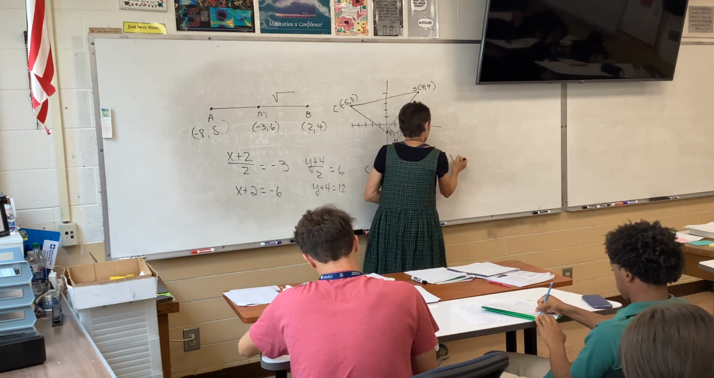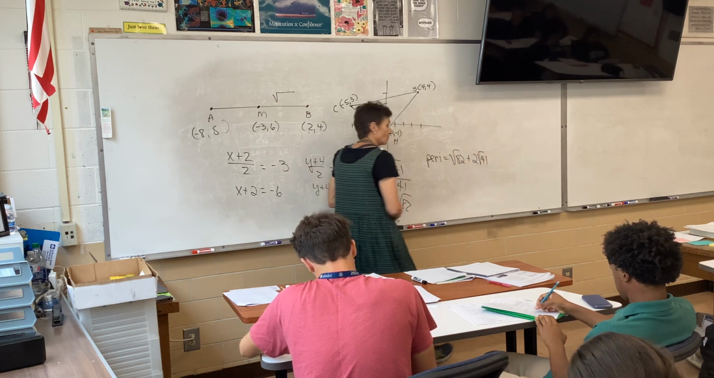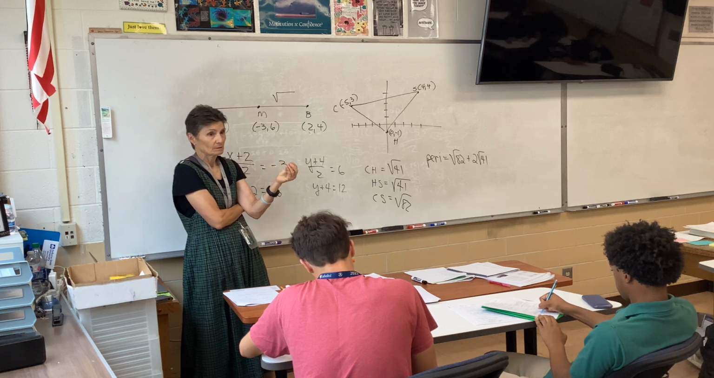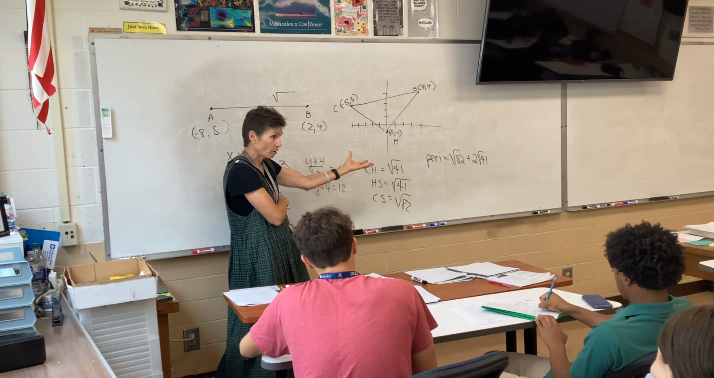Perimeter would be the square root of 82 plus 2 root 41s. Would you be okay with that? Remember, you can't add those together. They're not like radicals, so we just have to leave it like that. That would be our perimeter.